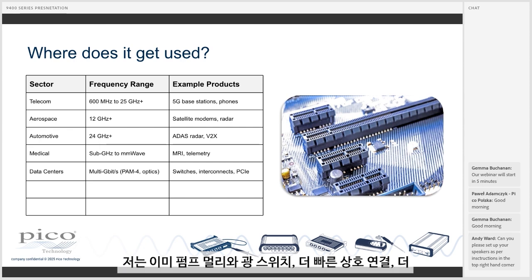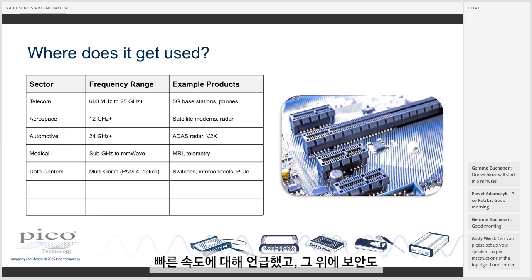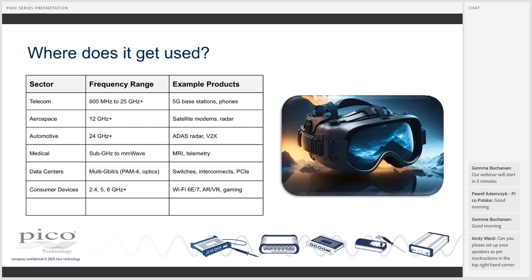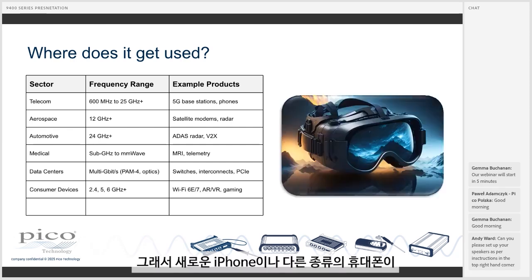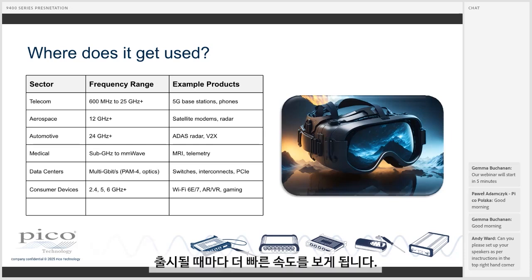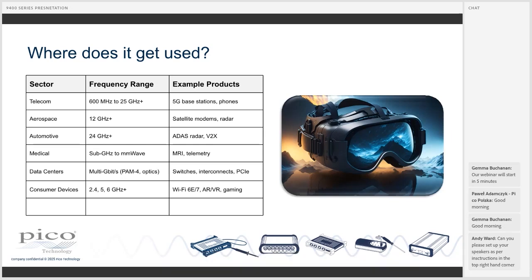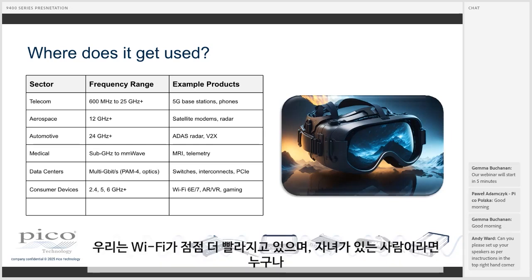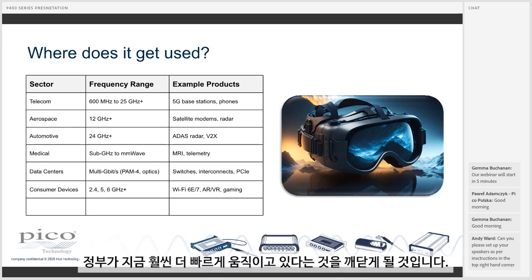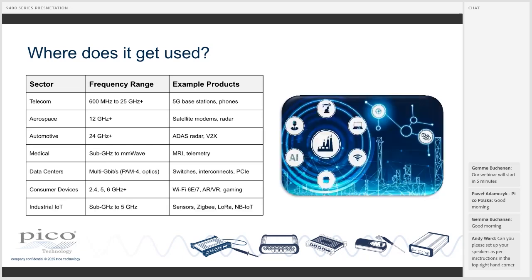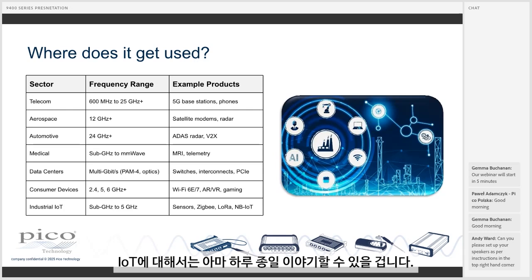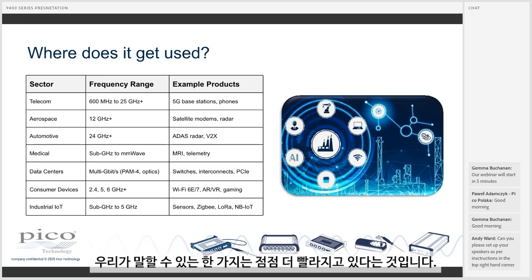Data centers, I've already mentioned PAM4 and optical. Switches are faster, interconnects are faster. On top of that, you've got security, which all comes into this. Consumer devices, we're seeing are faster every time there's a new iPhone or any other type of phone released. We're seeing that's going faster. We have Wi-Fi getting faster, and anyone who has children will realize the gaming's moving much faster now. We could probably talk all day about IoT. One thing we can say, that's becoming faster.